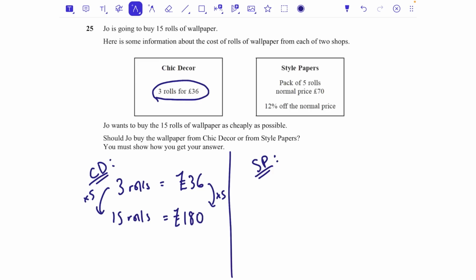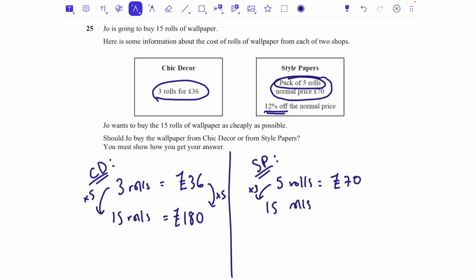Now for Style Papers, we buy a pack of 5 rolls for £70, but they've got a discount on at the minute of 12% off. So I want to find out what 12% is and take it off. You can either do that before or after. So 5 rolls is £70, and 15 rolls we're going to times by 3, so also times that by 3, and that is £210, but we need to take 12% off.